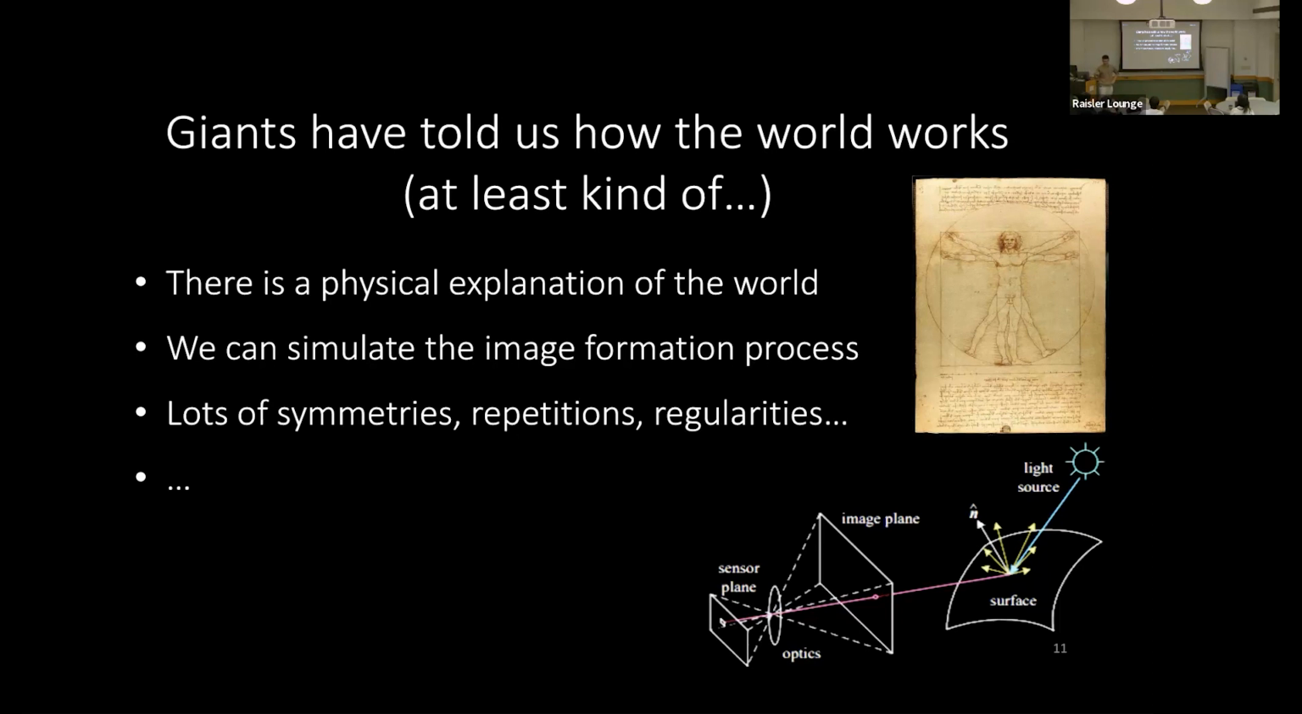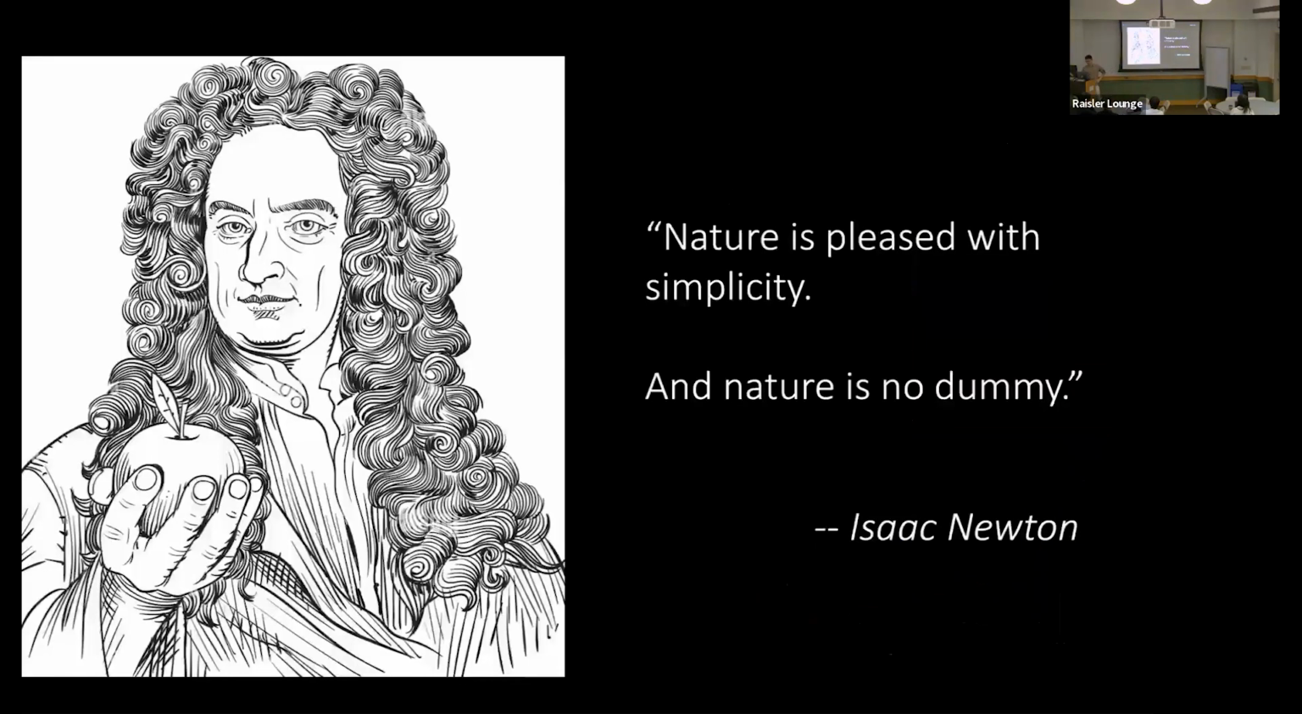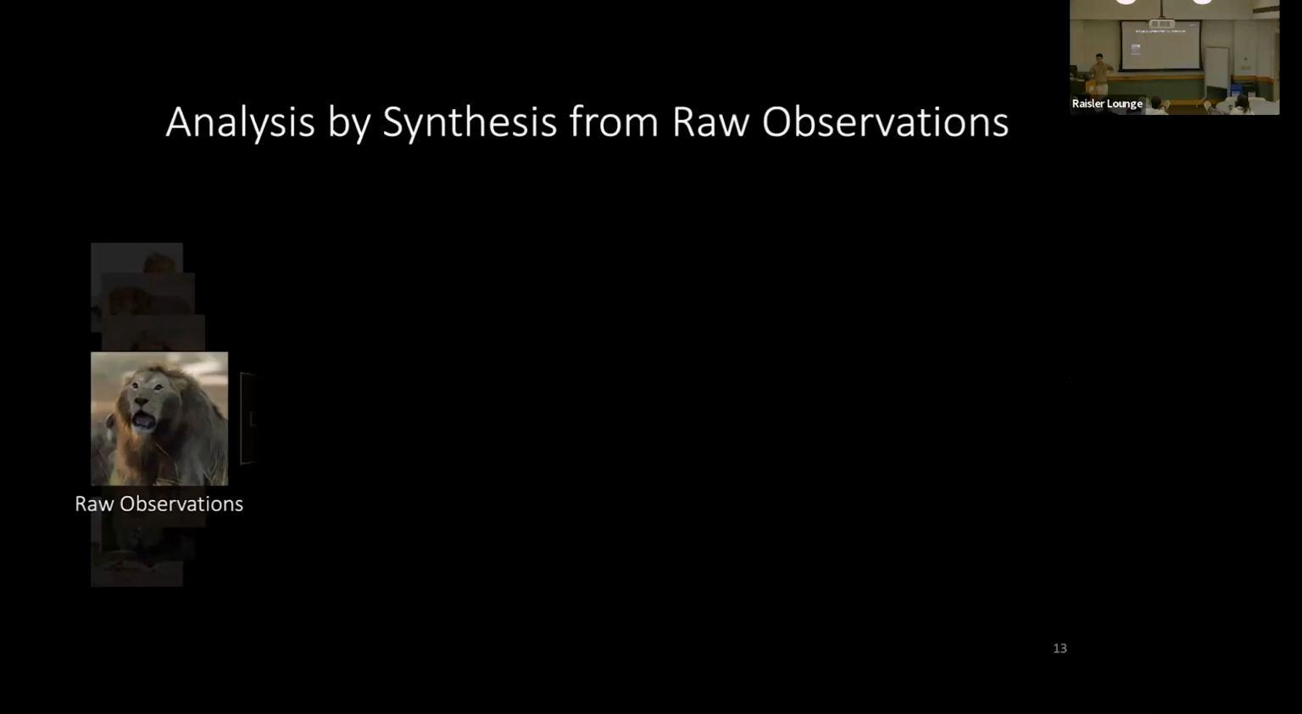We can simulate the image formation process to generate images, and there are lots of symmetries and repetitions, regularities that exist in the world we can exploit to explain the world. And this is a famous quote from Isaac Newton: "Nature is pleased with simplicity, and nature is no dummy," which is sort of trying to say there's a symmetry and compact representation of the world.